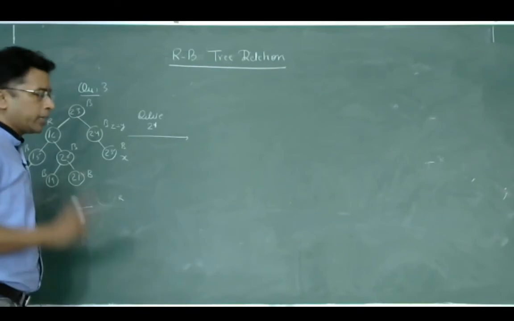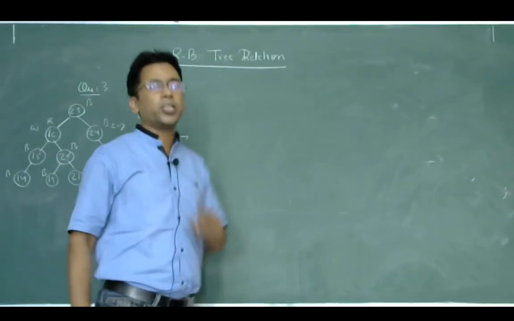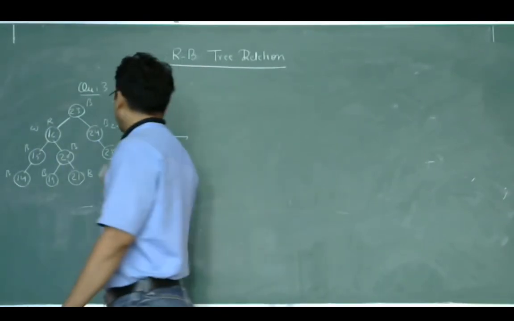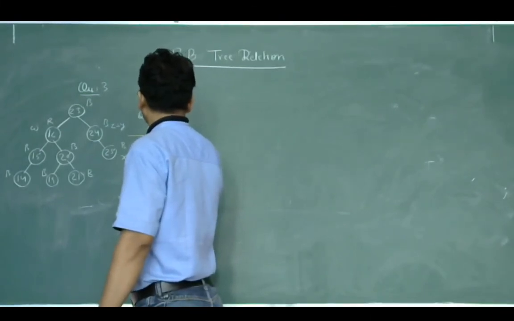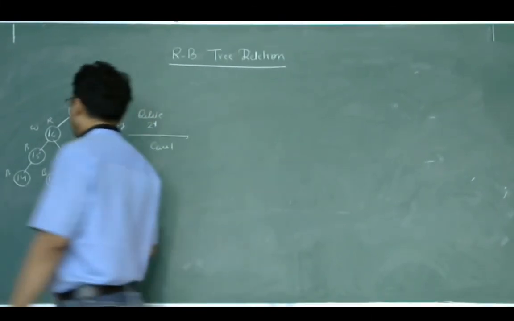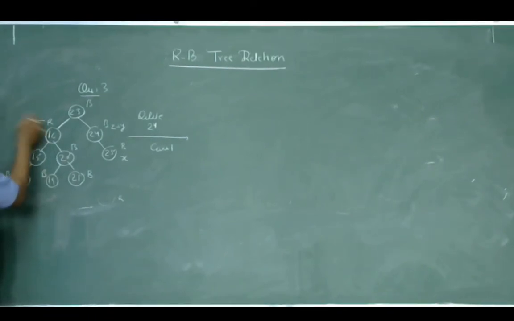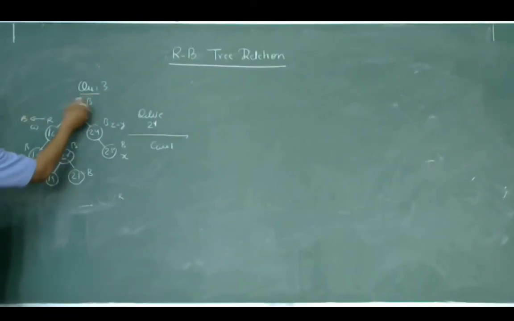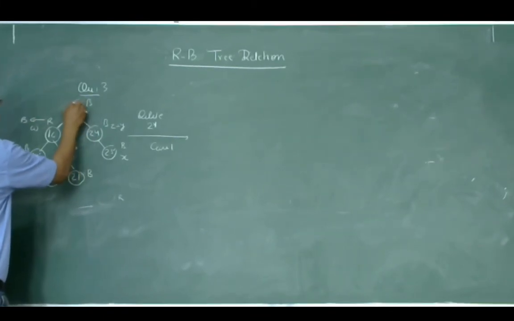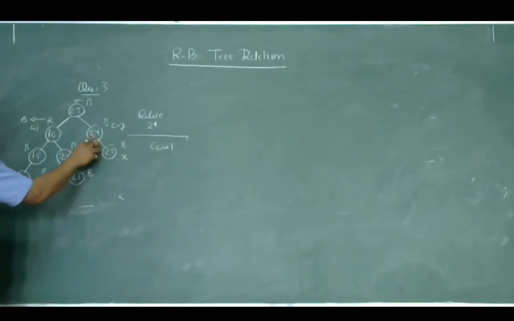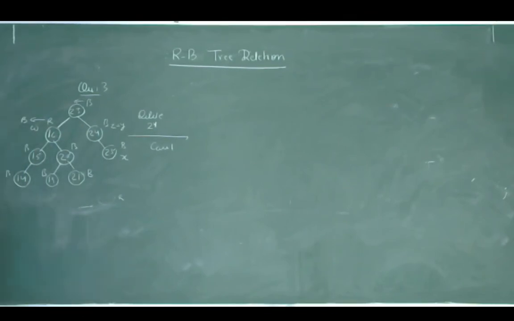So what do we do in case 1? In case 1 we change the color of the sibling. This is the example of case 1. We change the color of sibling into black, and color of parent into red. After deletion it will be like this. Sorry, if you get confused, I will replace it after drawing.